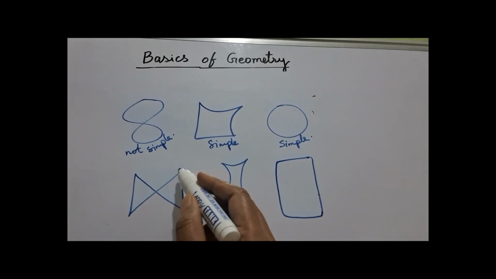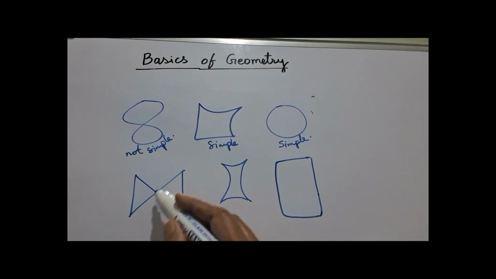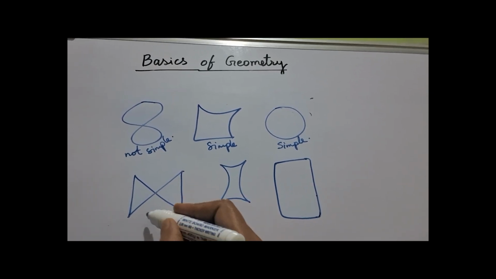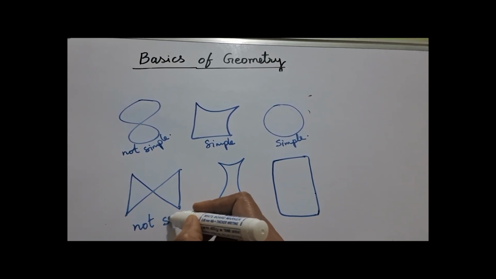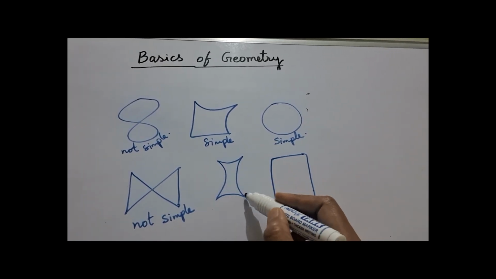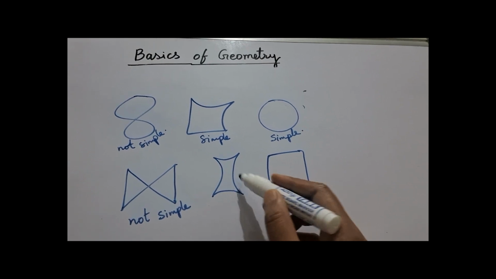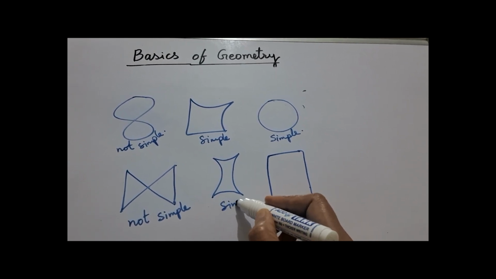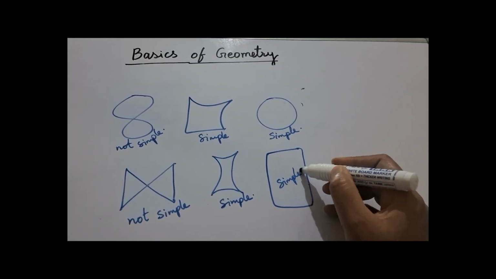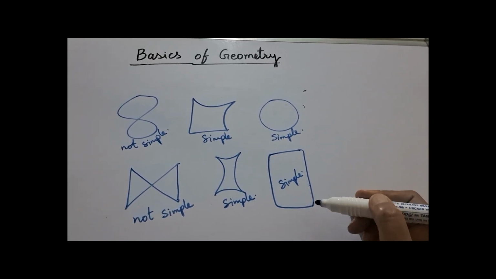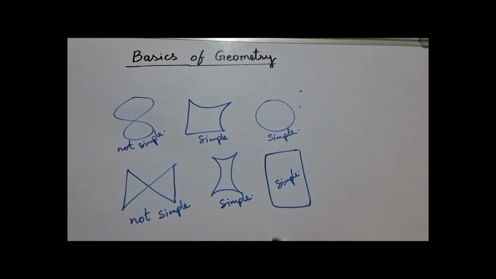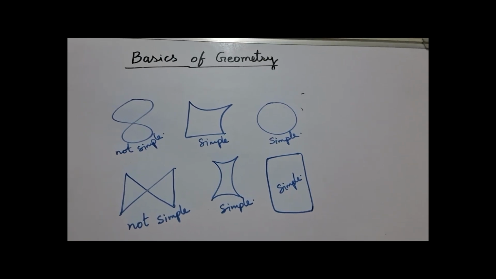But here we can see that the curve is intersecting itself at one point, isn't it? So this is also not a simple closed curve. Here the curve is not overlapping, isn't it? So this is a simple curve, and this is also a simple curve. Now you understood, children, the meaning of curve, closed curve, open curve, simple curve and not simple curve.